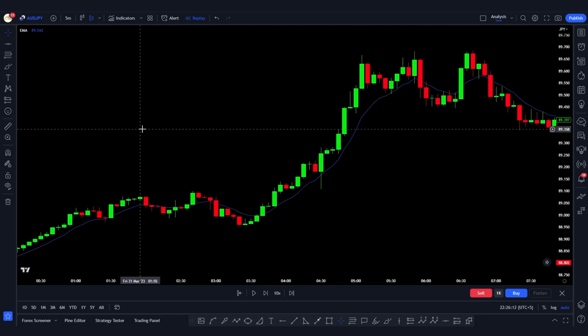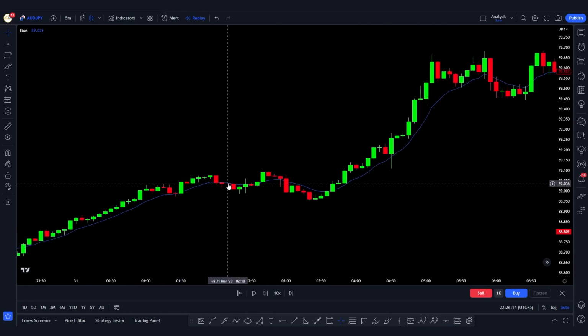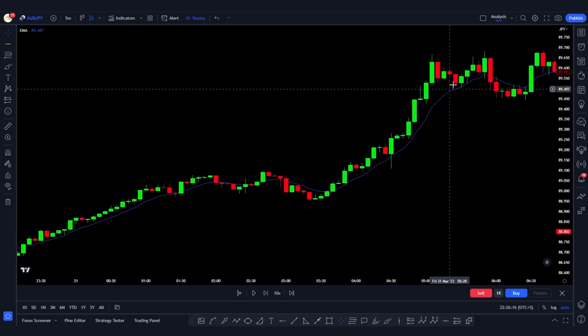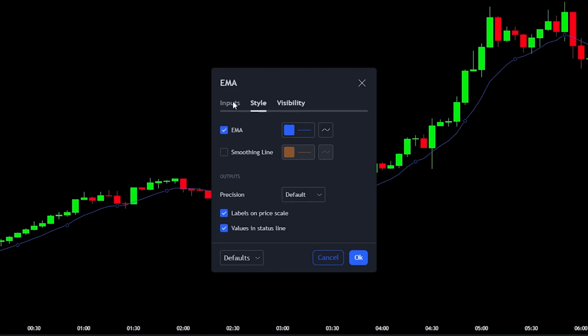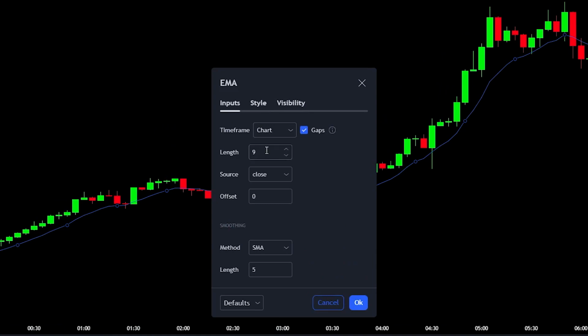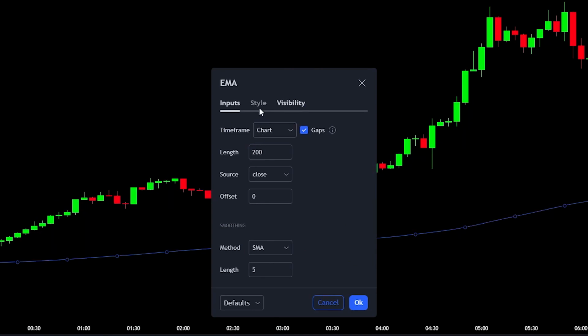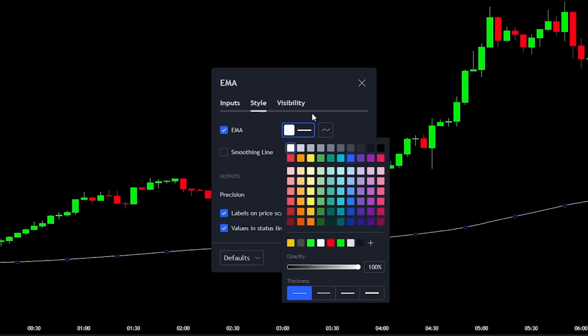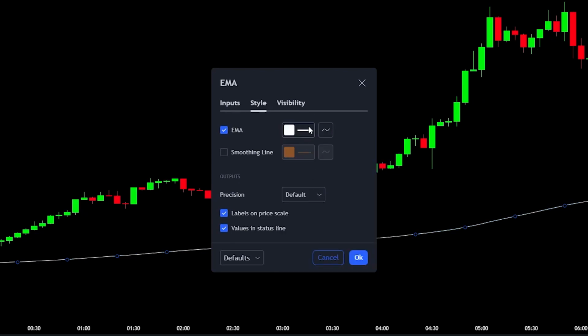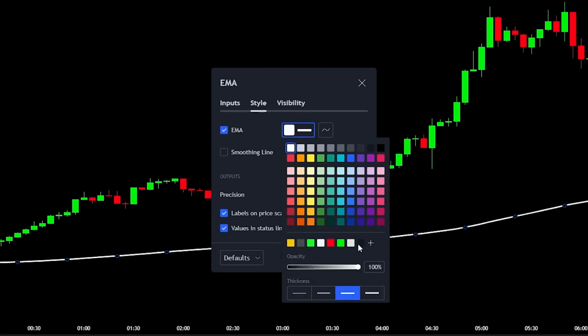Now once the indicator is added, you can see it's drawing this blue line which tells us about the exponential moving average. Now we're going to go towards the indicator setting, and here we're going to change the input. So we're going to change the length from 9 to 200 because we want to use it to filter out the ranging markets and to know about the momentum of the market. And inside the style, we're going to go ahead and change the color of this line, and we're going to increase its thickness as well so that we can see it a little bit better.